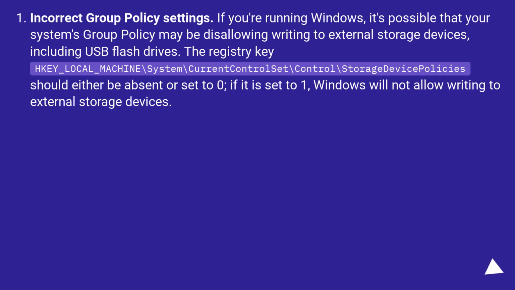Incorrect group policy settings. If you're running Windows, it's possible that your system's group policy may be disallowing writing to external storage devices, including USB flash drives. The registry key HKEY_LOCAL_MACHINE\SYSTEM\CurrentControlSet\Control\StorageDevicePolicies should either be absent or set to 0. If it is set to 1, Windows will not allow writing to external storage devices.